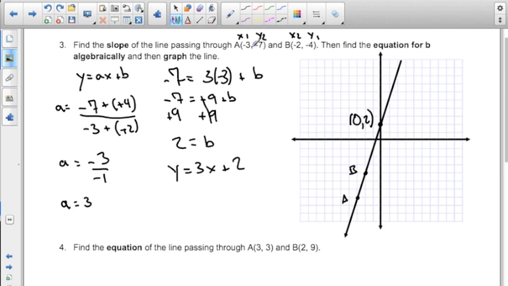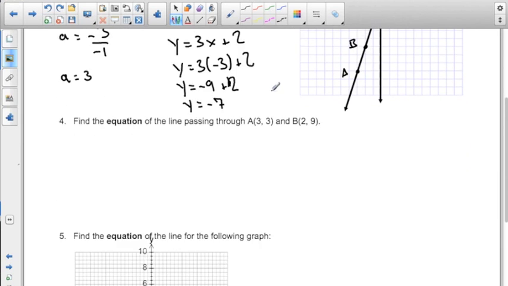And we can even check it. So when x is -3, y equals 3 times -3 plus 2. Here we'll have y equals -9 plus 2, which is going to give us y is equal to -7. When we have -3, we have -7. Oh, look, we did it right. Move on.